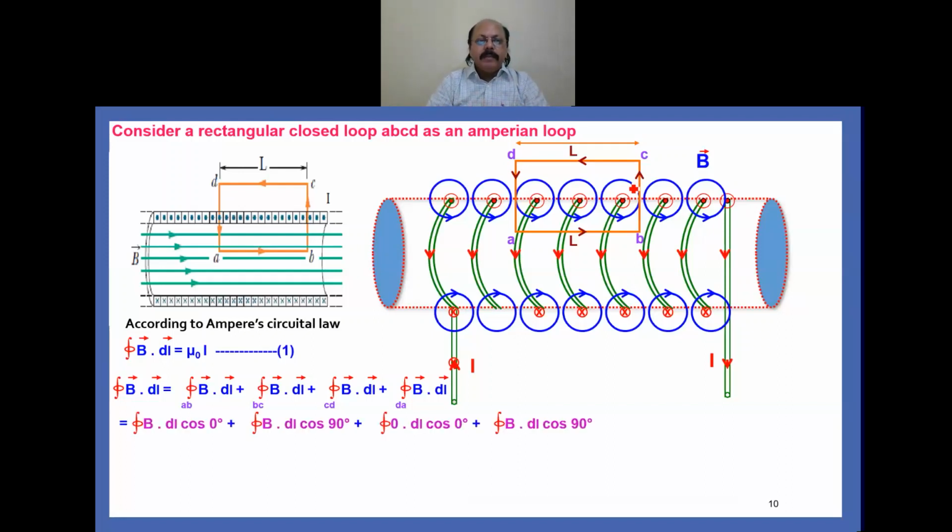What you will get? For AB, the angle is 0, so closed integral B dl cos 0. Similarly for the others, plus closed integral B dl cos 90 for BC. And for CD, the magnetic field is 0, so closed integral 0 dl cos 0. Plus for DA, the angle is 90 degrees, so closed integral B dl cos 90. Cos 90 is 0, so that's why these factors are 0.